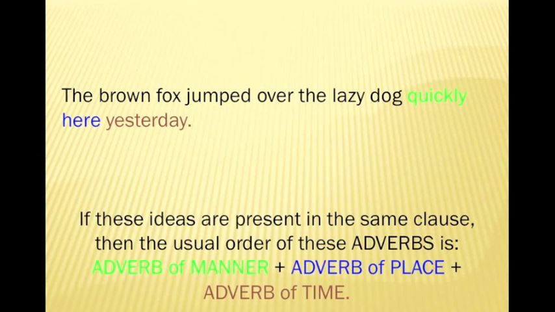So in this case, if these ideas are present in the same clause, then the usual order follows like this. Adverb of manner goes first, adverb of place comes next, and an adverb of time goes last. Now, for example, what if we didn't have the word here? Well, then the adverb of time would just move up. You would just say, the brown fox jumped over the lazy dog quickly yesterday. So part of the idea is if one of the ideas is missing, then the other idea would move up if we need to.